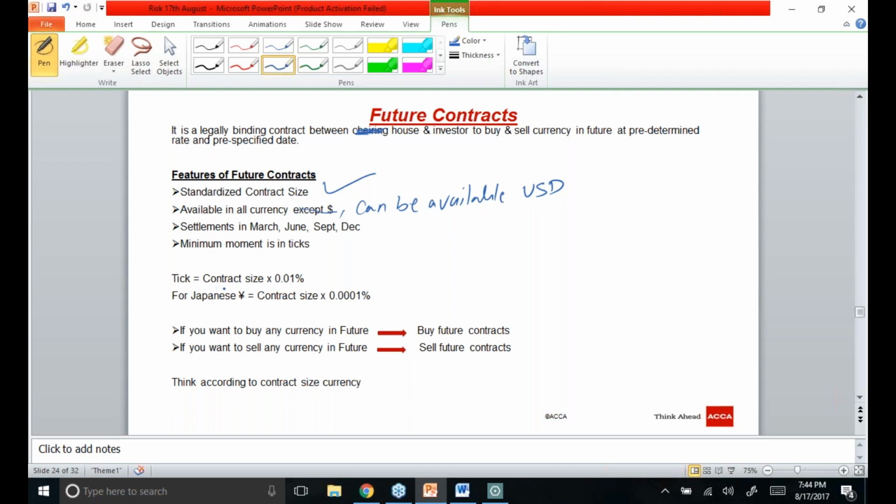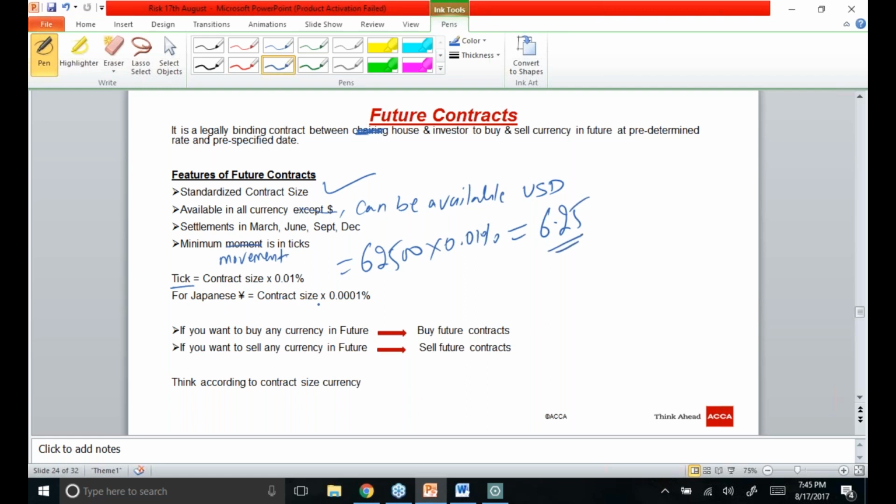Tick is the minimum movement. Tick is a concept, which is the minimum movement of the future contract. Minimum movement is in ticks. So tick is equal to contract size times 0.01%. Let's suppose contract size is 62,500, and by taking its 0.01%, the tick value will be 6.25.